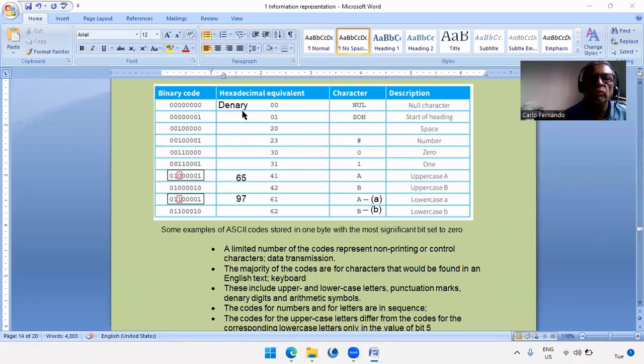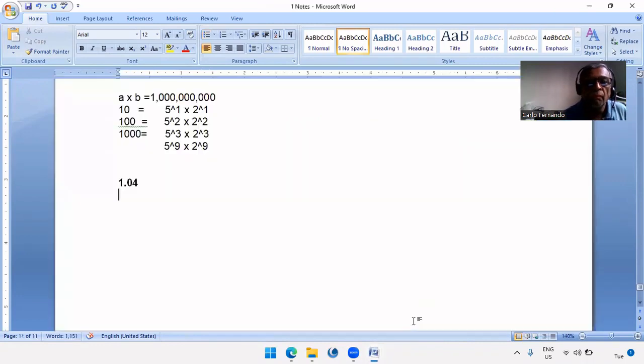So the denary values: for capital A it is 65, for small a it is 97. I would recommend that you remember at least 65 and 97, so that if you are required to write some word or character in ASCII, it will be very easy. How do you do that? What is the ASCII character for A?